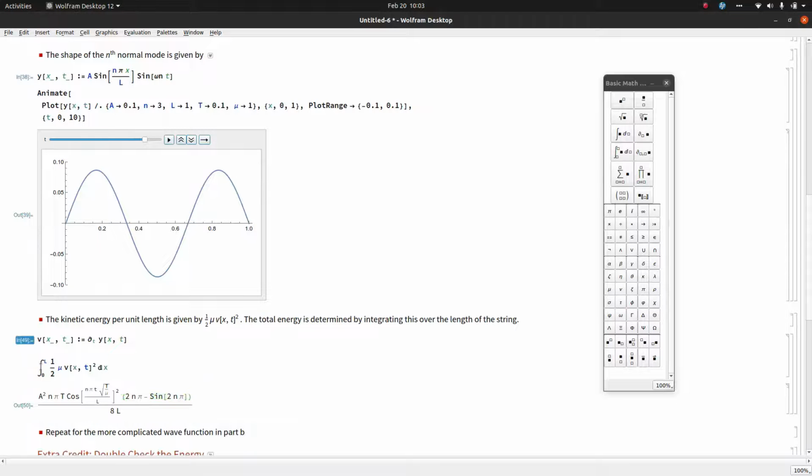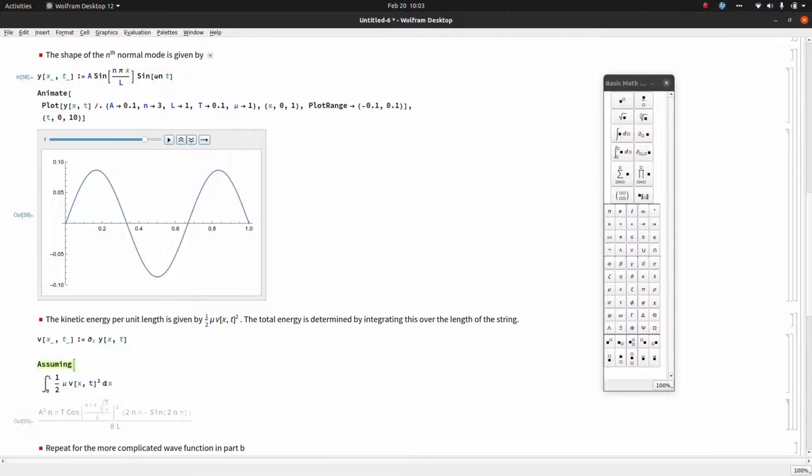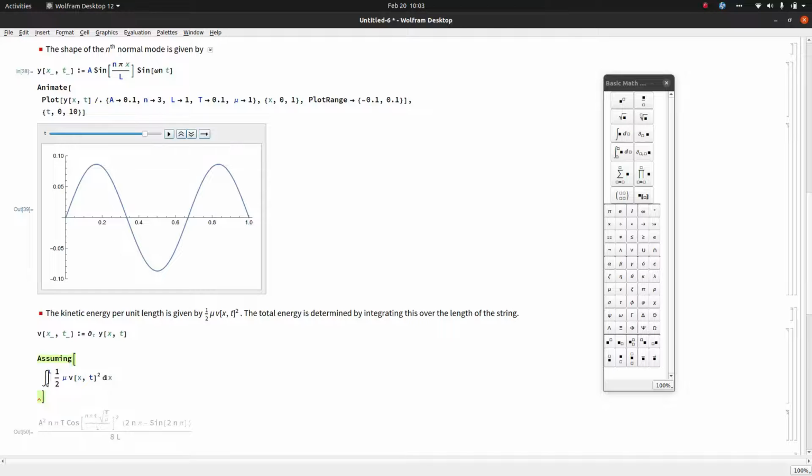So let's tell it to make some assumptions here. So we'll tell it assuming, if I can type, assuming, we will have it assume two things. So I'll give it a list of things to assume. Thing number 1 is I'm going to have it assume that n is an integer. And I am also going to have it assume that time is equal to 0.